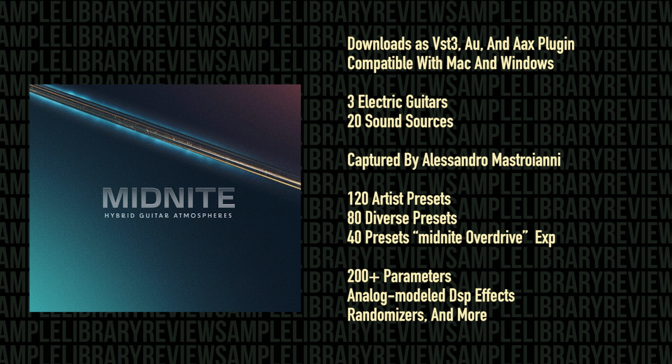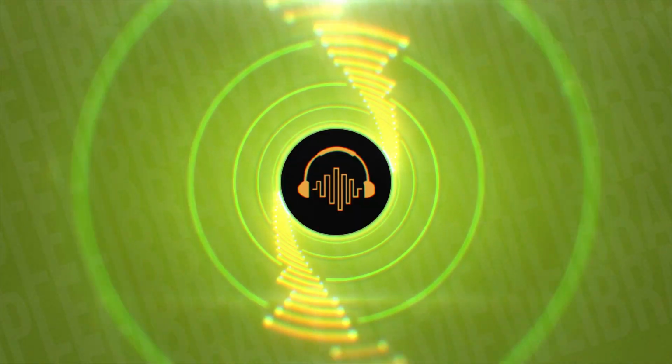Midnite normally sells for $59. At the time of putting the video together, I believe you can pick up Midnite Hybrid Guitar Atmospheres for $39 with the expansion.